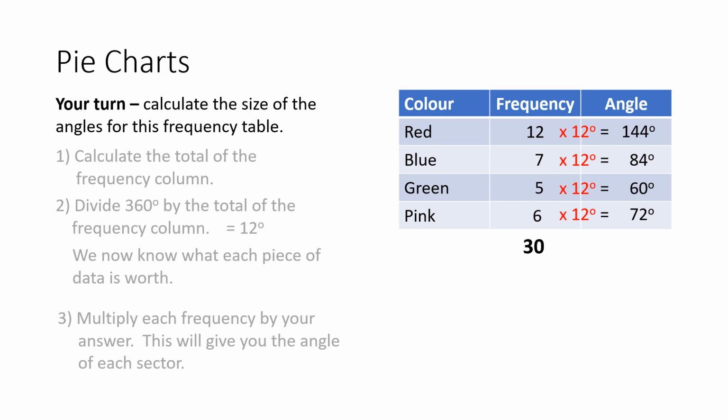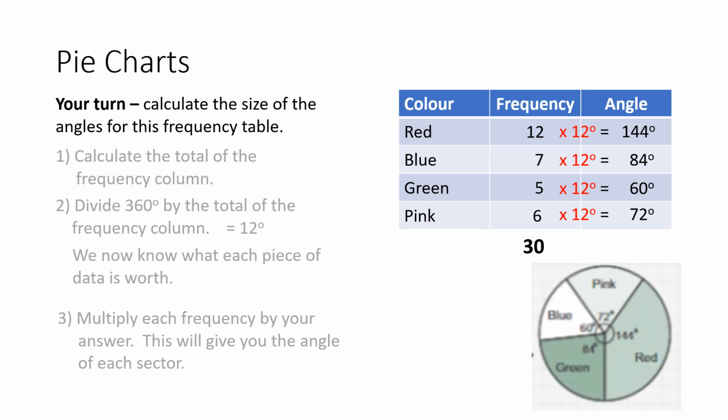Now you know the size of each of the sectors, you can now draw your pie chart using your protractor. You should have ended up with a circle split into the 4 sectors like shown. All the best with pie charts.